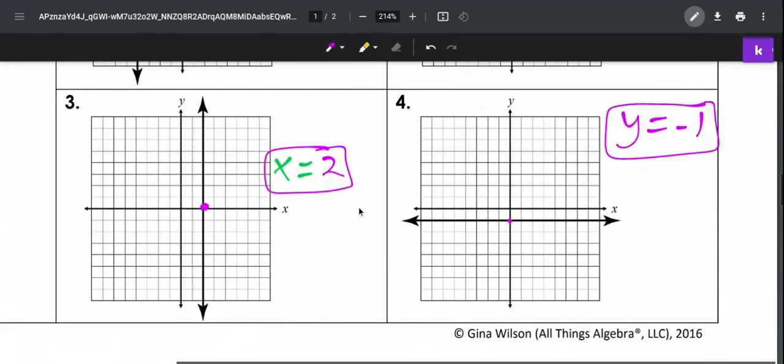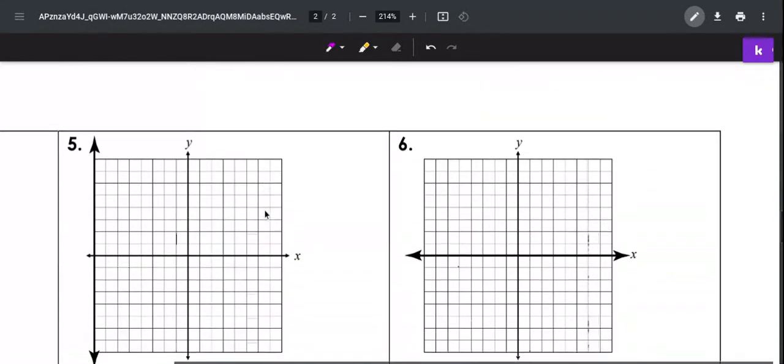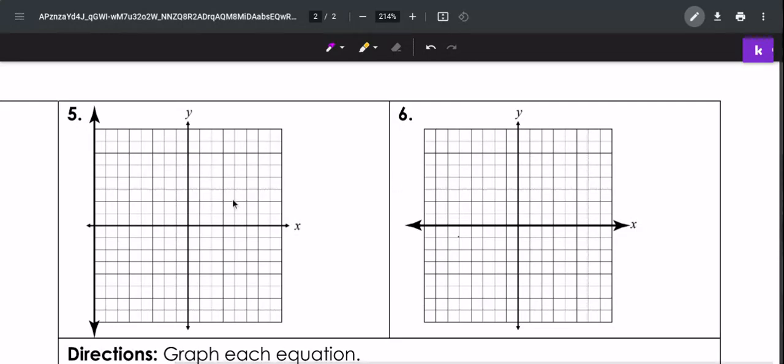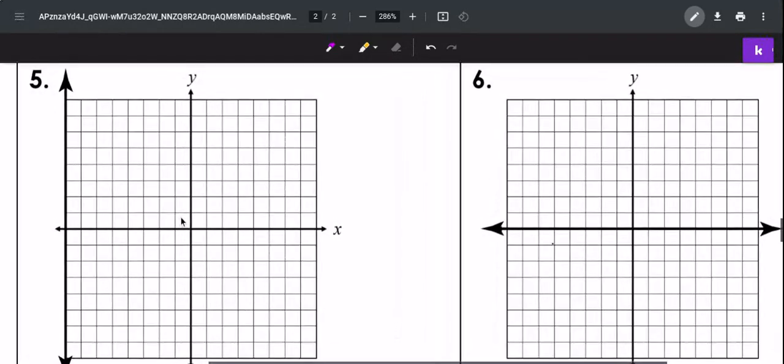it all depends whether or not you write x equals or y equals, all depends on it being horizontal or vertical first. Then it depends on what axis is intersected. It could be x or y, but that tells you if it's x equals or y equals. All right, so once again, try 5 and 6 on your own, and then we'll do those.